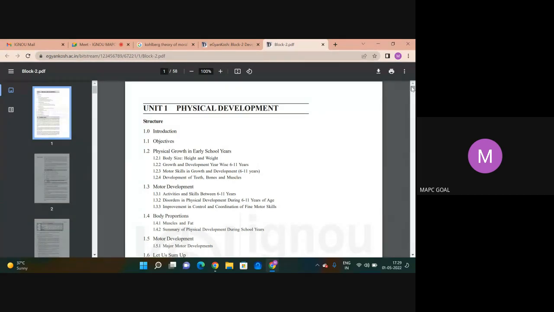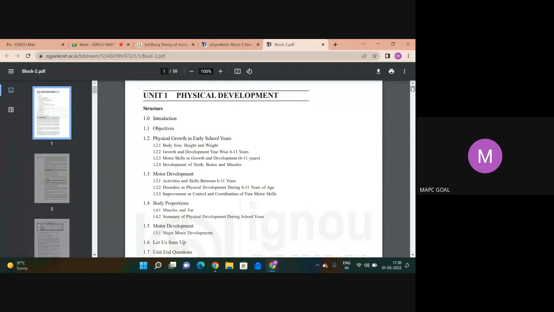Okay, so we'll start with block two. Yesterday we discussed block one. We talked about the different theories that have played a very important role in the development of lifespan psychology and its perspective. So Erikson's theory, Piaget's theory, Kohlberg's theory, Sigmund Freud, you're going to read in MPC-003, that is social psychology, or maybe in personality you'll read, that is in MPC-004. So today we'll talk about block two, that is unit one.